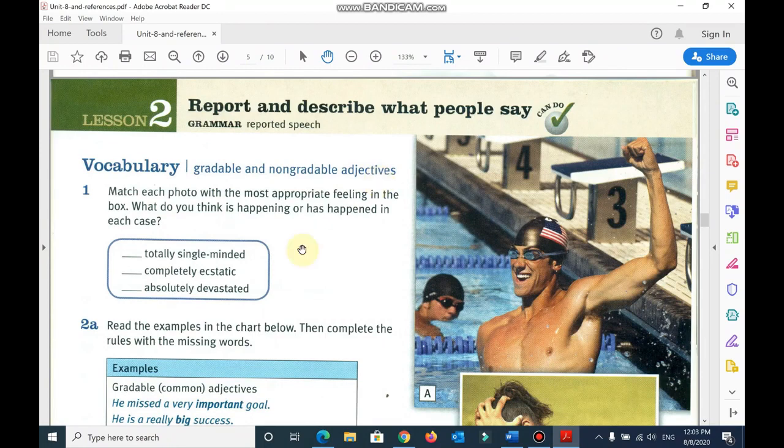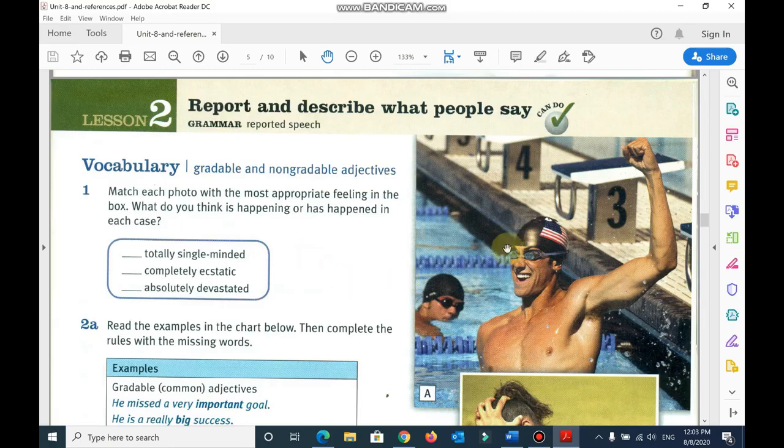Gradable adjectives are such as big. You can say bigger, or really big, or not very big. That is gradable because you have grades of how big something is. But non-gradable adjectives, you cannot grade, because it is already at the top of the level.